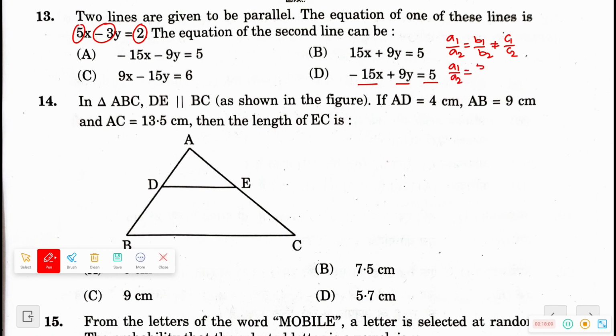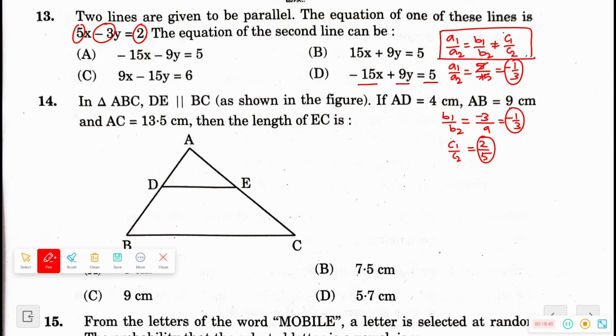Only that will be possible with the third equation. a1 by a2 is 5 by minus 15, which is minus 1 by 3. b1 by b2 is equal to minus 3 by plus 9, which is again minus 1 by 3. c1 by c2 is equal to 2 by 5. So you can see minus 1 by 3, minus 1 by 3, 2 by 5. That means this condition is satisfied for option D. So option D is correct.